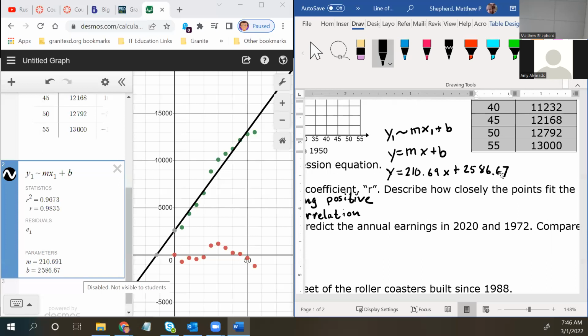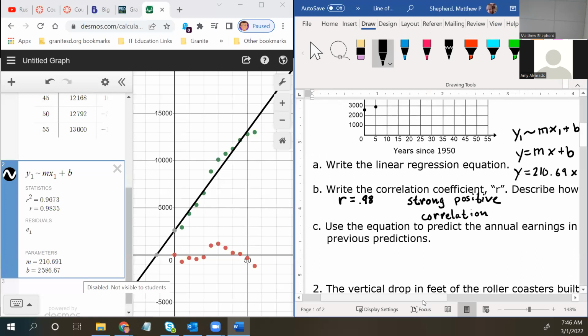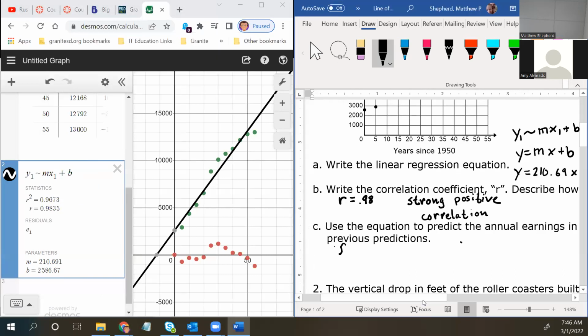Okay, so let's start with 2020. Now, rather than y, I'm going to switch to my function notation. So I'm actually going to use f, and rather than x, we're going to replace x with a number. Now, they said 2020. So 2020 would be 70 years after 1950, which is where our numbers started. So I'm going to do f of 70.